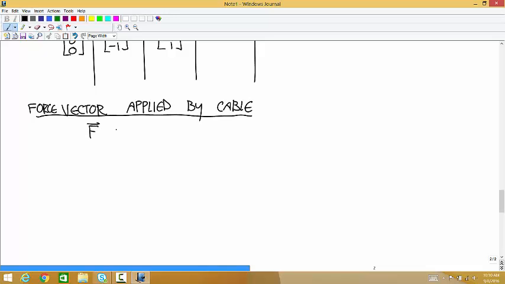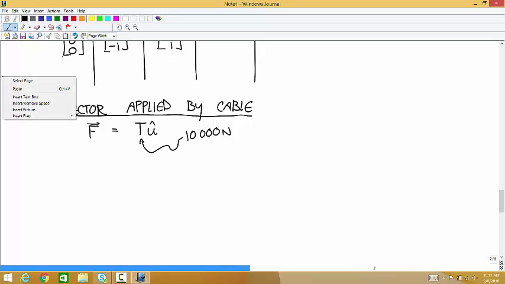So that force vector is equal to the cable tension times a unit vector u. And that cable tension is given as 10,000. So to find that unit vector u, the first thing we have to do is find a non-unit vector in the right direction. So I'll call that the u vector, and that's equal to w minus p.